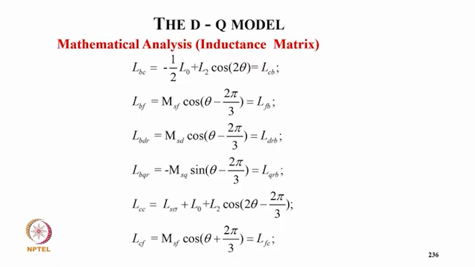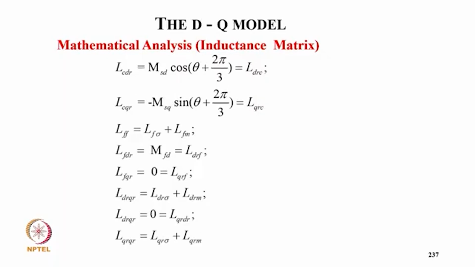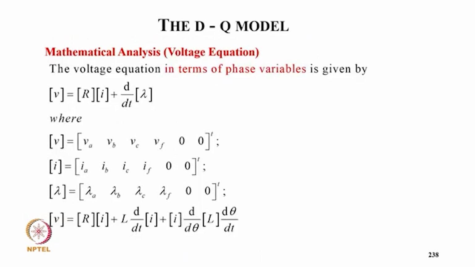And LCC equal to Lσ plus L0 plus L2 cos(2θ minus 2π/3). LCF equal to MSF cos(θ plus 2π/3), LCD equal to MSD cos(θ plus 2π/3), and LCQ equal to minus MSQ sin(θ plus 2π/3). LFF is Lσ plus LFM, LFD equal to MSD equal to LDF, and LFQ is 0. LDD equal to LDσ plus LDM, and LDQ equal to 0, and LQQ equal to LQσ plus LQM. So this is all these 36 inductances.